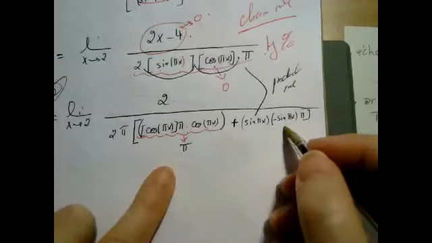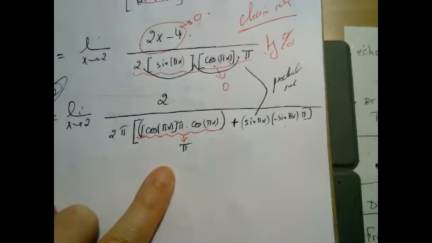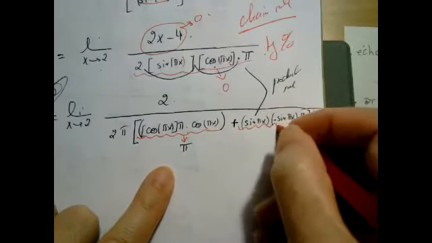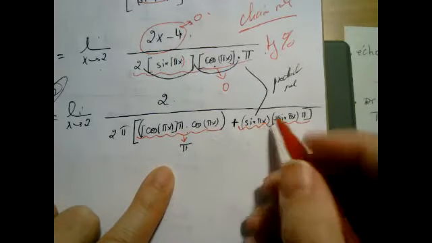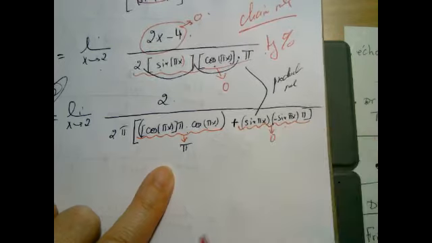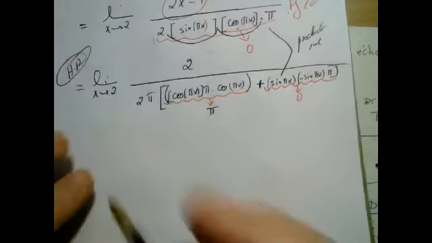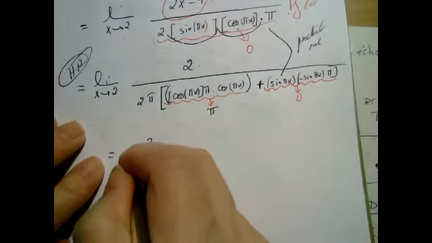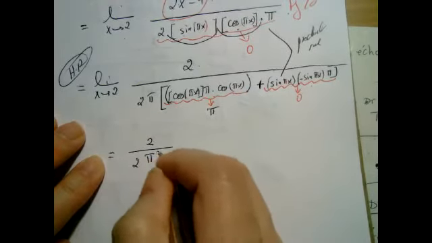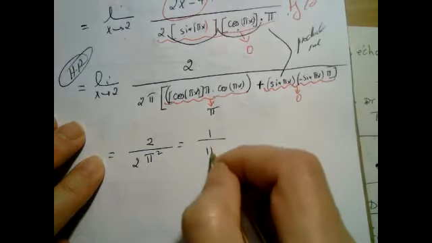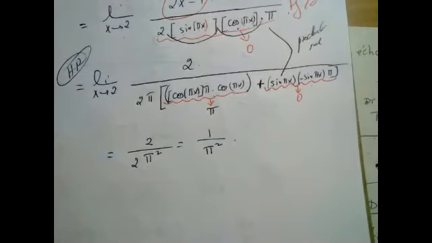Now, what about this expression? When x becomes close to 2, I'll have sine 2 pi, that's a 0. I don't have to go any further. That's a 0. So finally, the limit is going to be 2 over 2 pi times pi, pi squared, 1 over pi squared.